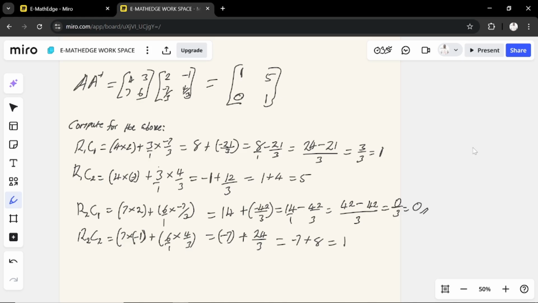Something is wrong in obtaining this R1C2. So this one, 4 multiplying -1 is going to give us -4 and not -1. So let's quickly do away with that. Let's correct that quickly.